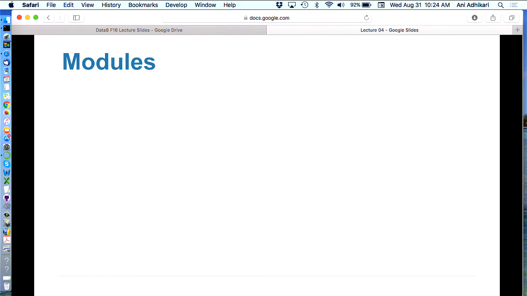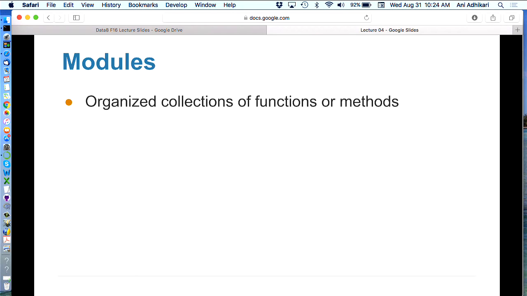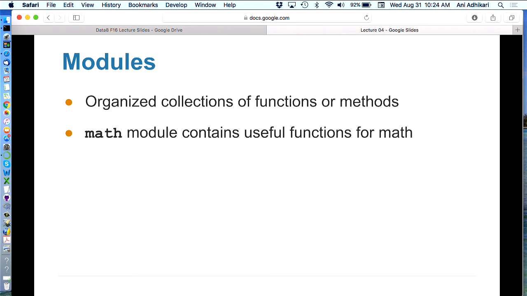Now there are a lot of functions. You've seen abs, you've seen min, you've seen max. I just showed you round. There's functions that do statistics, functions that do physics, functions that do graphics and so on. These functions are organized into modules that hang together and make sense. A module is just a collection of functions.